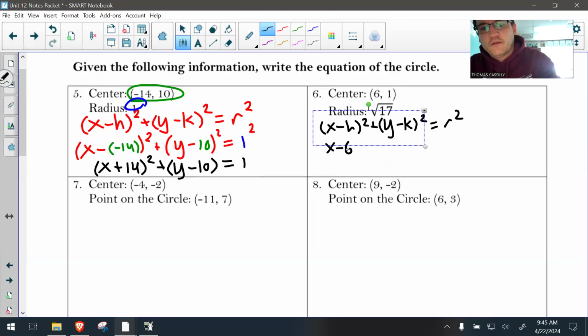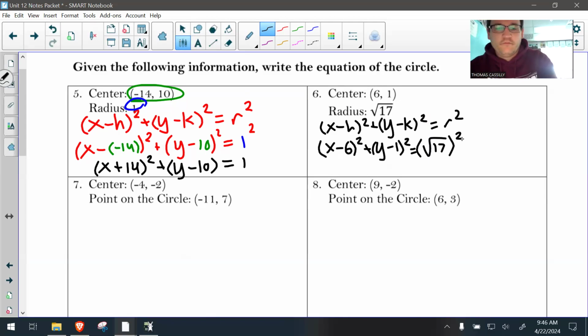X minus 6 squared plus y minus 1 squared equals the square root of 17 squared. Right, so your last step on this one, just get rid of the square root. All right, so x minus 6 squared plus y minus 1 squared equals 17. All right, square root of 17 squared is just 17, so that's where that one comes from.